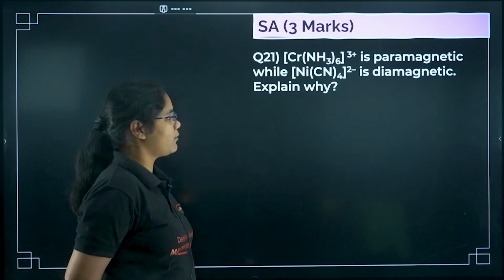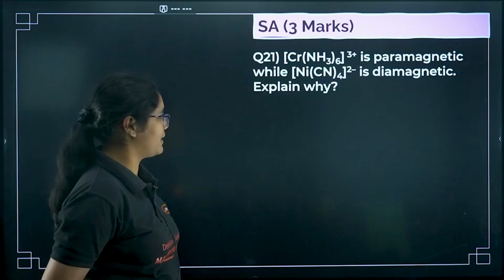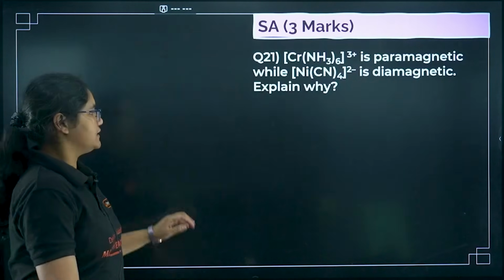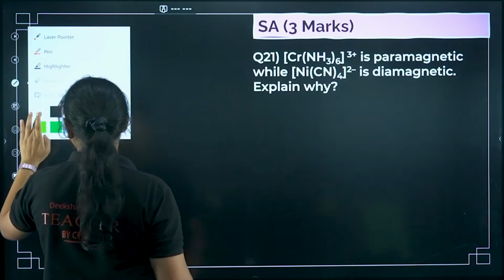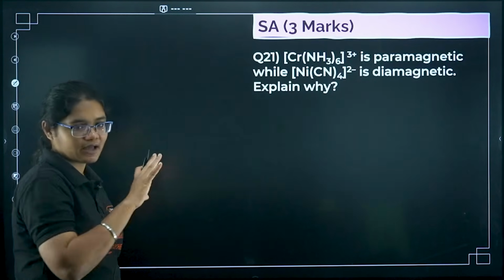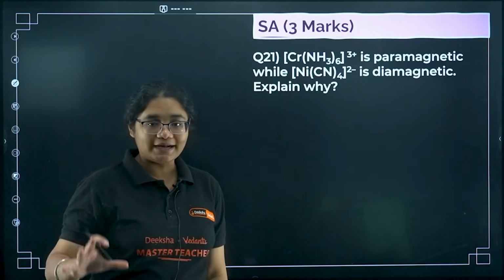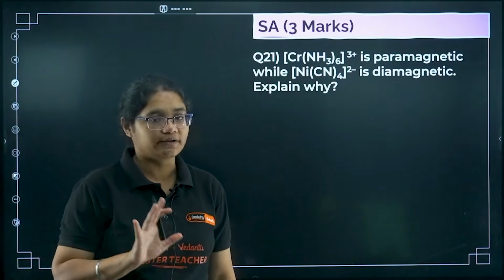Next, we'll see question number 21. This question is very important. [Cr(NH3)6]3+ is paramagnetic while [Ni(CN)4]2- is diamagnetic. Now see, I'll explain both the structures here. Let's draw it the way we have drawn hybridization, so let us understand in that way. Let me explain it to you, but you don't have to write in that way. I'll tell you how to write so that you will get full marks.